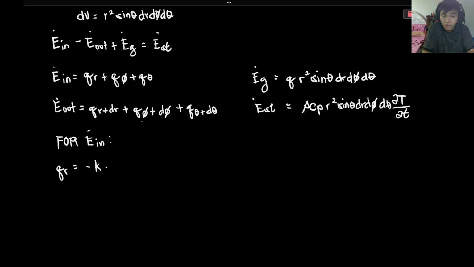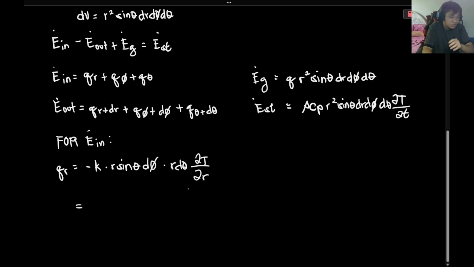So, for our Qr, we have, let's first do it in terms of phi. So, that would be r sine theta d phi, right, times r d theta. Okay? And that is the partial derivative of the temperature with respect to r. Okay? And now we can simplify this. Since we're taking the partial derivative, all other variables that are not in terms of r will be held constant. So, we can take out the other variables here.